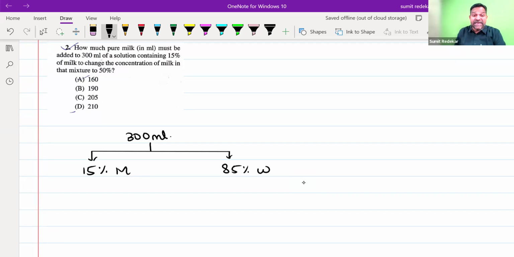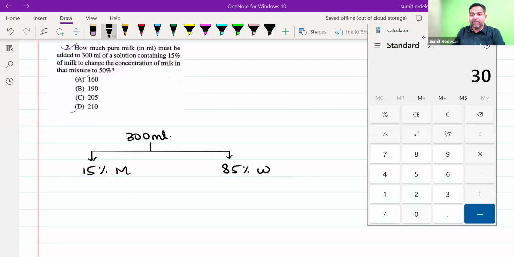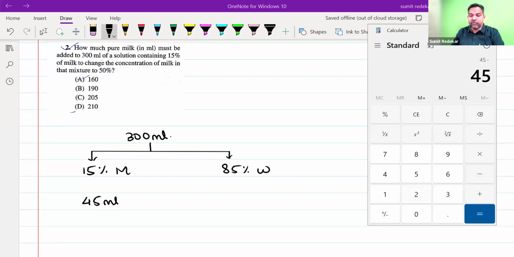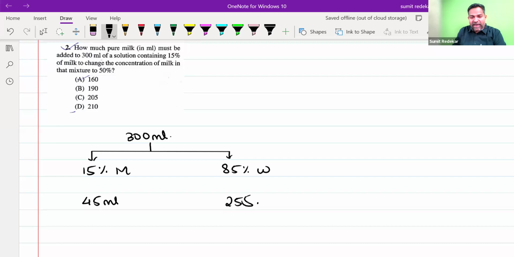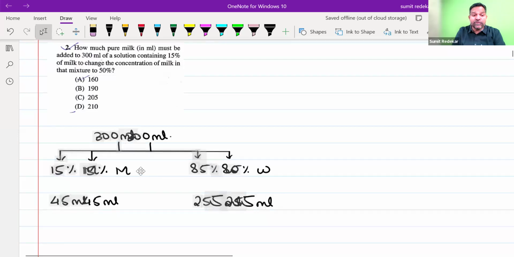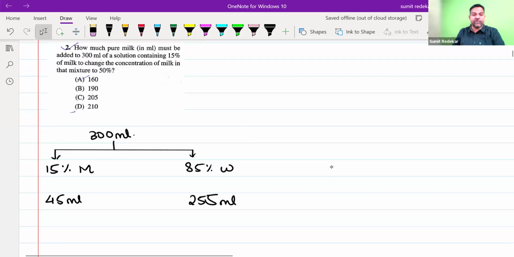300 ml, 15%. In your calculators, 15% of 300, 300 into 15%, is going to be 45. So that's 45 milliliters of milk. And then the rest, which is 300 minus 45, that is 255 ml, is going to be water. This is the current situation. In the 300, there is 45 ml of milk, which is 15%, and 255 ml of water, which is 85%.